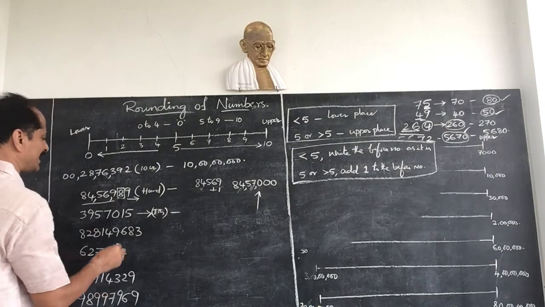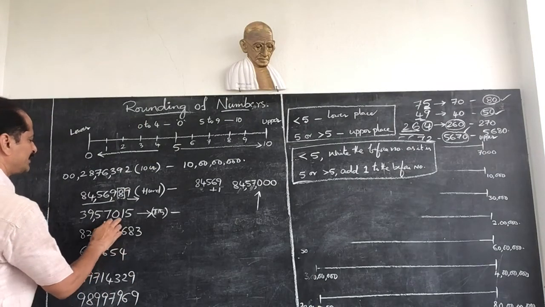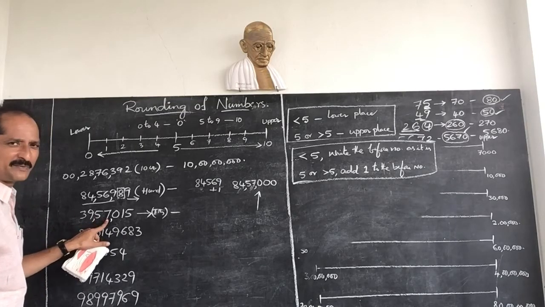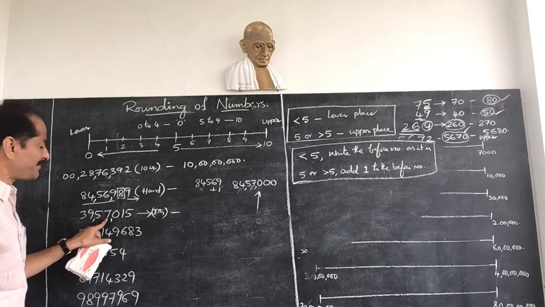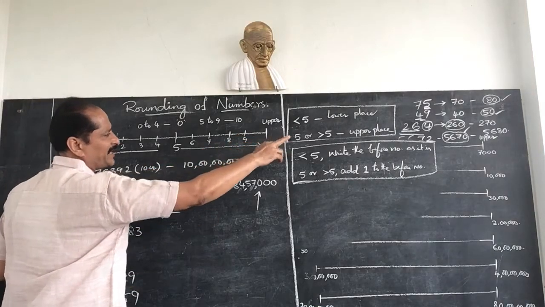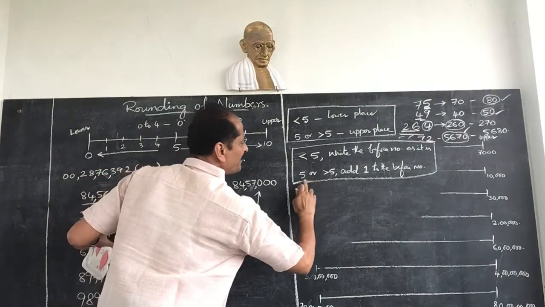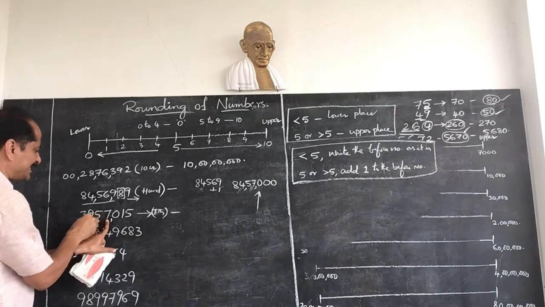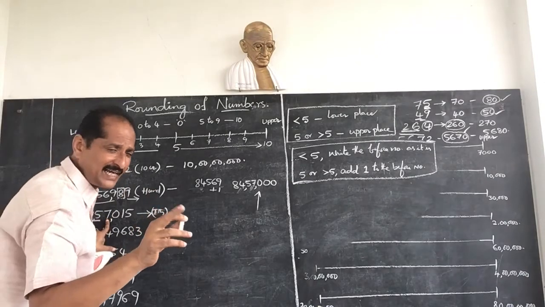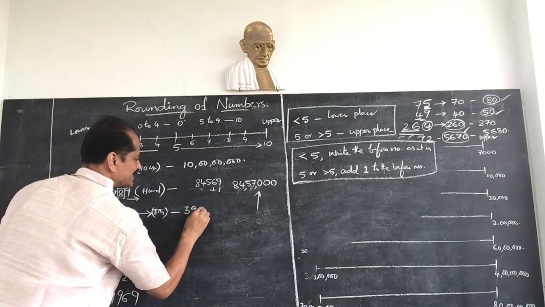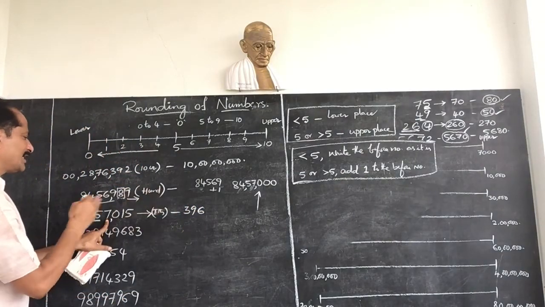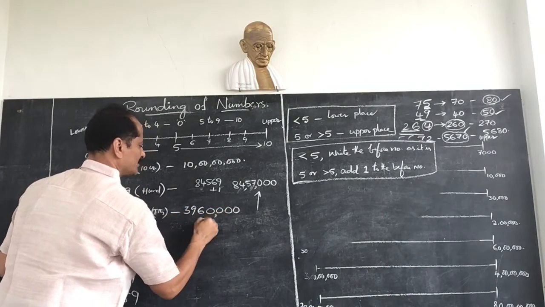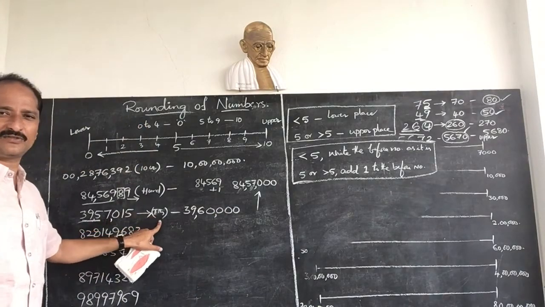So 10,000's place round cheyalante, first divide them into periods. Units, thousands, lakhs. So 10,000's place is 5. Next lower than 10,000's place is 1,000's place. Digit in 1,000's place is 7. 7 is greater than 5. So 5 or more than 5, add 1 to the before number. Before number ఏంటి? 7 కి before ఏంటి? 395. 395 ఒకటి యాడ్ చేస్తే 396. Then afterwards place zeros, all zeros. 1, 2, 3, 4 zeros. So this is rounding to the nearest 10,000's place.